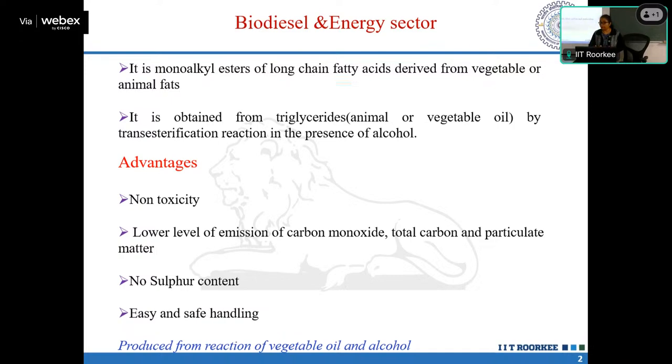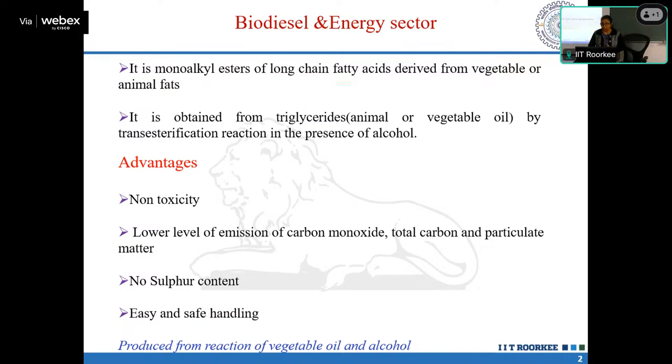and getting reacted. So this is triglyceride, and then it gets reacted with alcohol. So the trans-esterification reaction takes place, and the biodiesel is produced. It has several advantages like non-toxicity, lower levels of carbon monoxide, total carbon and particulate matter production, no sulfur content, and easy and safe handling.